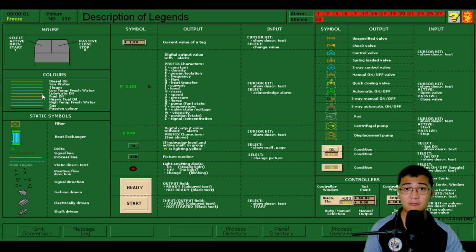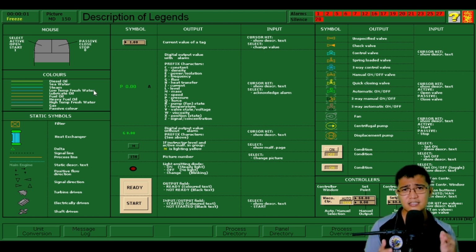Kapag naman light brown, that means yung fluid na dumadaan dyan or dumadaloy dyan is lubrication oil or lube oil. Kapag naman brown yung kulay ng ating pipe, that means fuel oil yung dumadaloy dyan. Kapag naman dark pink, that means it's heavy fuel oil or HFO. And then kapag naman light blue, sabi natin kanina yung steam is the lightest of all blue. Ito naman, light blue pa rin, pero hindi ganun katingkad gaya nung sa steam. So this means that it's high temperature fresh water. And lastly, we have light pink. Kapag naman light pink yung kulay ng ating pipe, that means the fluid that is running through that pipe is actually a gas. So those are the various colors.